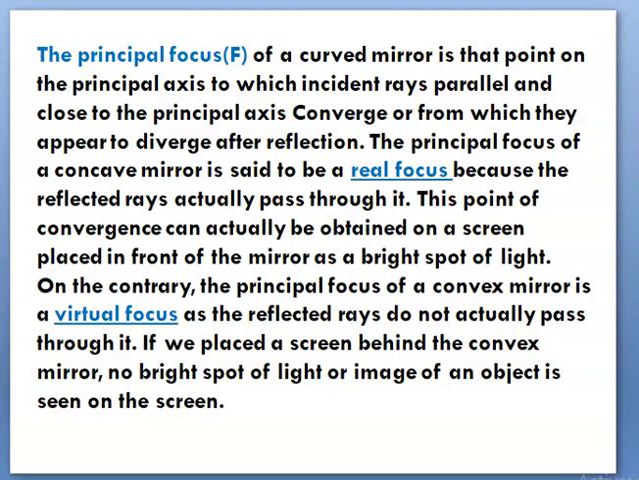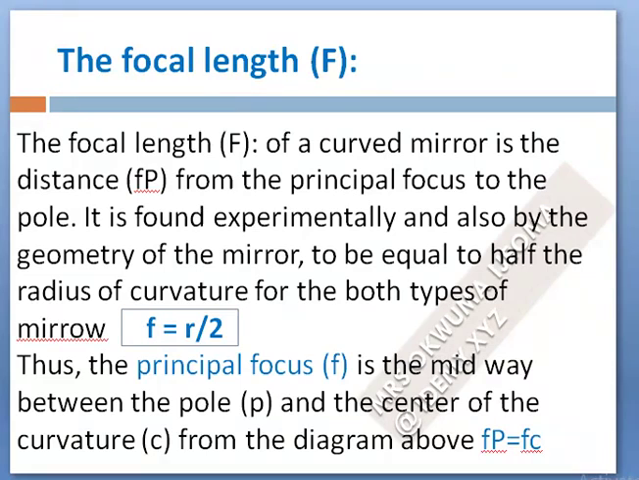Now let's finish the terms. We have seen the real focus and the virtual focus. Another essential part of the mirror, finally, is the focal length, F. The focal length of a curved mirror is the distance FP from the principal focus to the pole. It is the distance FP from the principal focus to the pole. Let's see from our diagram. We say it is the distance FP.